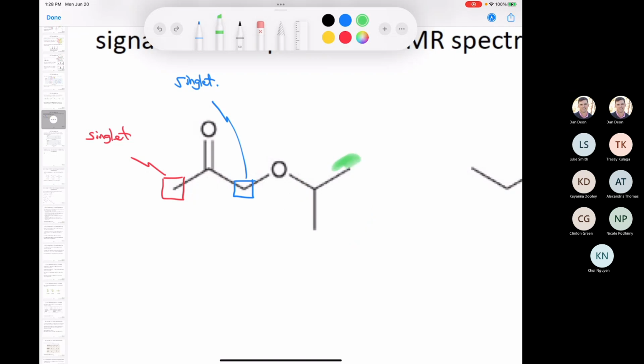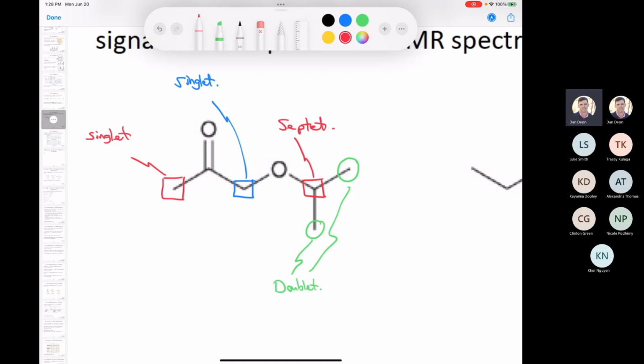Let me get a green pen here. We have all 6 of these methyl protons, and they're only split by this one proton here, right? There's only one proton in this methine, and so these are going to give us a doublet for all 6 of those. And then the one that I have in the red box, the other one, is split by all 6 of those. So 6 plus 1 gives us 7, and so we would see a septet for that proton.